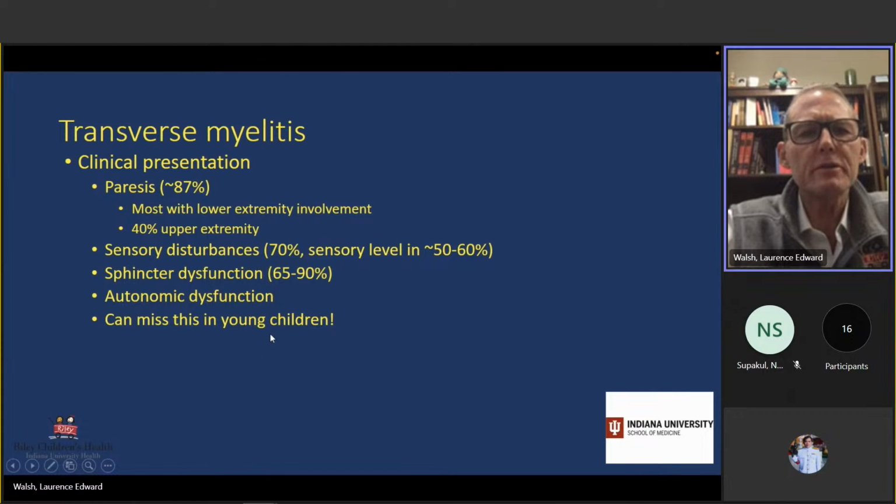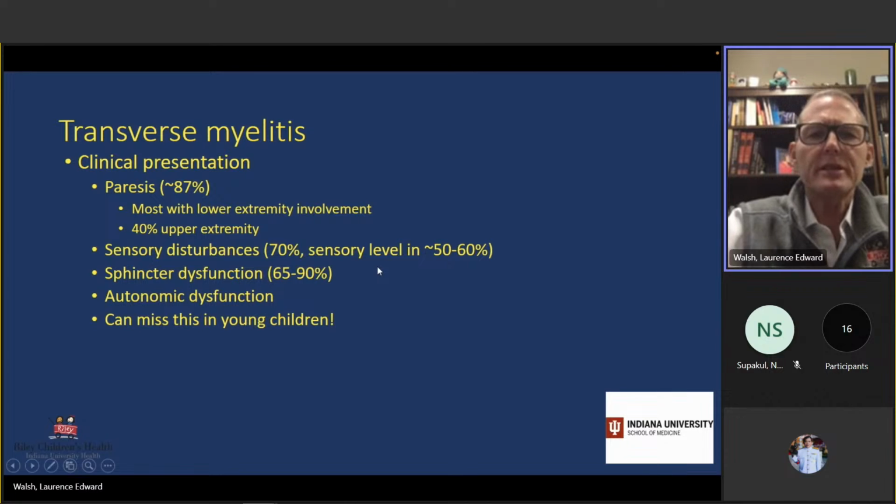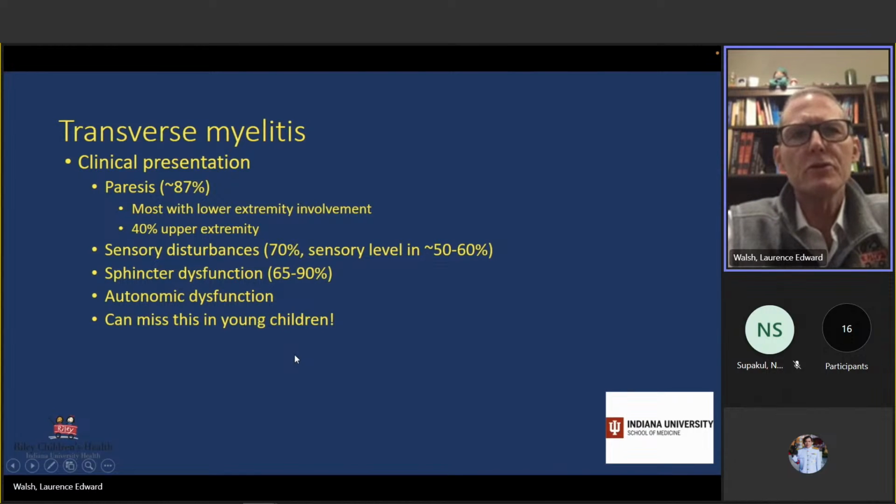The other thing is you can miss sensory levels, like T10 or T6, in a 3-year-old, or autonomic dysfunction, or even in a 2-year-old, right? 2-year-olds aren't potty trained yet, so parents may not realize that they have bladder dysfunction. And so I think some of these numbers are underrepresented in very young children.